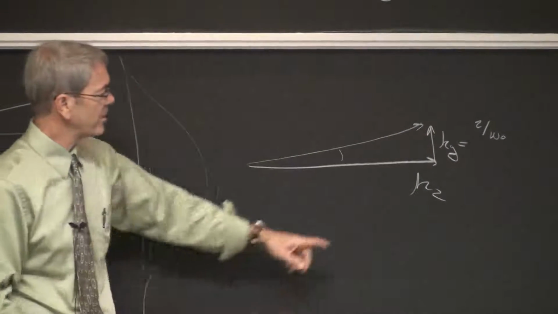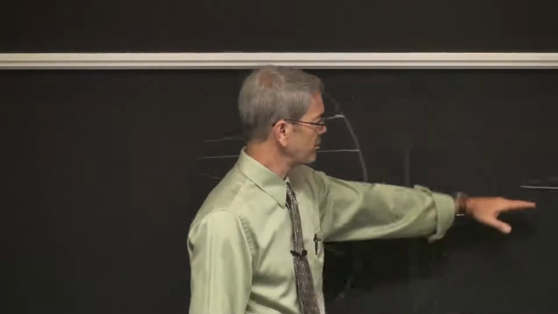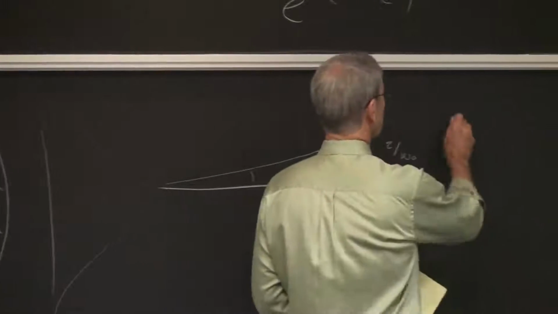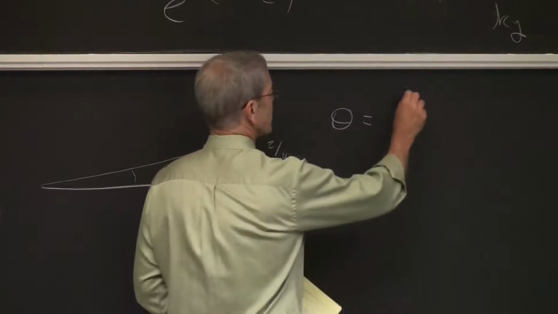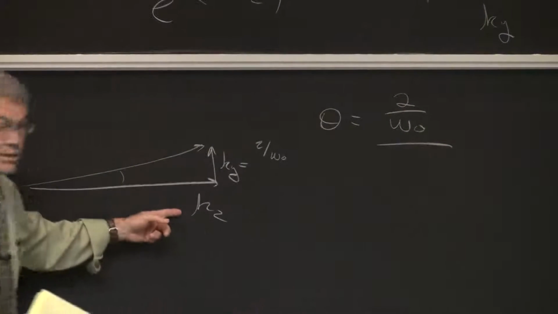And so from these two things, I can figure out my diffraction angle. Angle is just the tangent of the opposite over adjacent. So my angle theta is just going to be 2 over omega naught divided by kz.